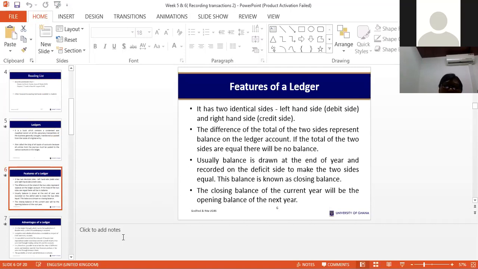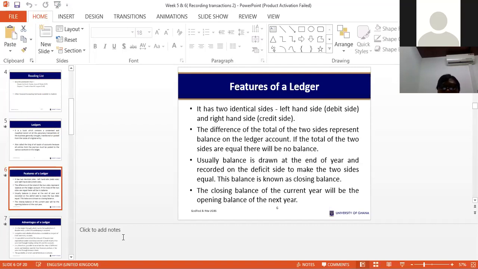Now, what are some of the features of the ledgers? The ledgers are ruled as two identical sides. Within the ledger, which is a broader name, we have the accounts. And so the accounts have the debit, which is always the left-hand side, and the credit, which is always the right-hand side. So that is an account.